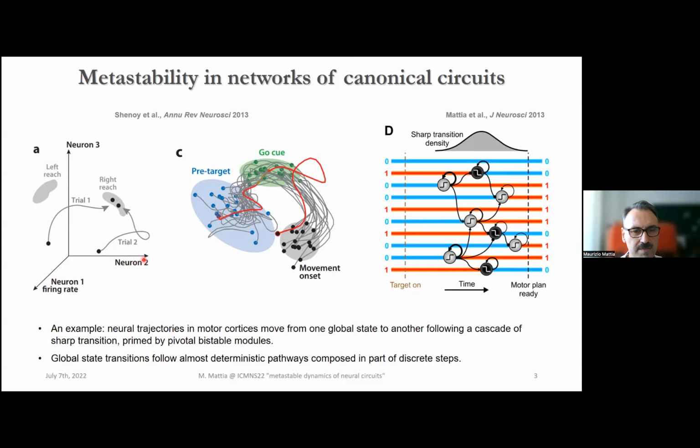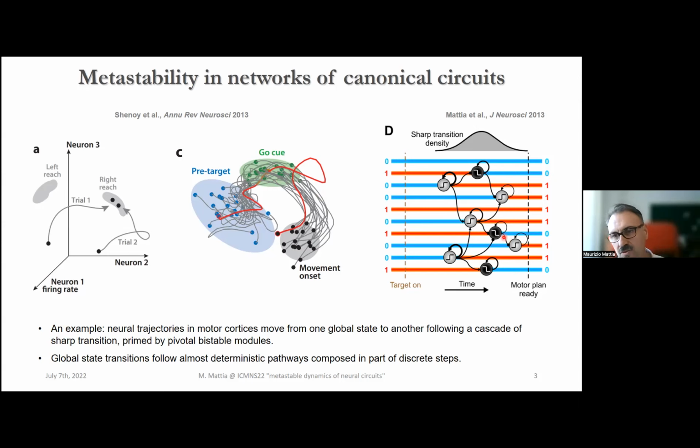This is a very classic paper by Shenoy and collaborators, where they look at the latent space of the activity in motor cortices when a monkey is performing a reaching task. These gray curves are the trajectories followed by these neurons in an effective latent subspace when the animal moves from one behavioral state to another. For instance, when the go cue appears on the screen and then the animal moves, and all the trajectories represent moving into a different state. And this can be described as a coordinated activity of many of the cortical circuits I showed before.